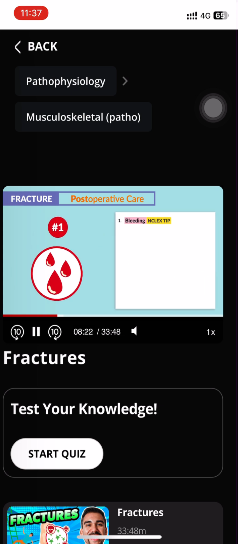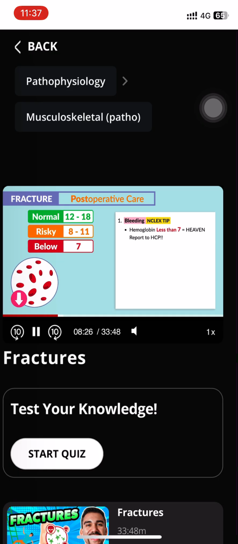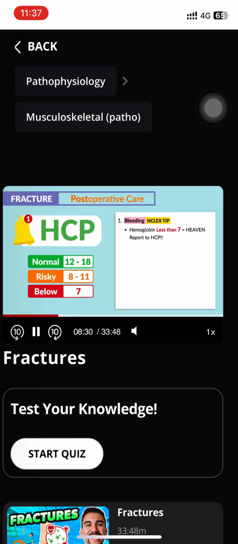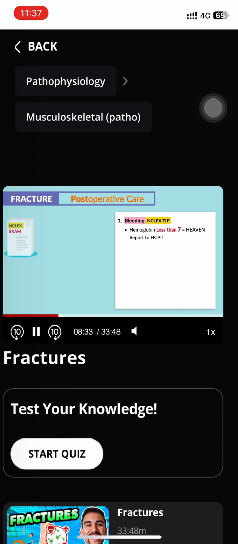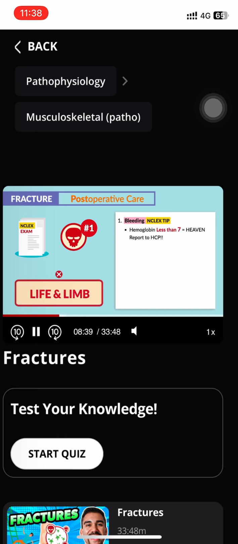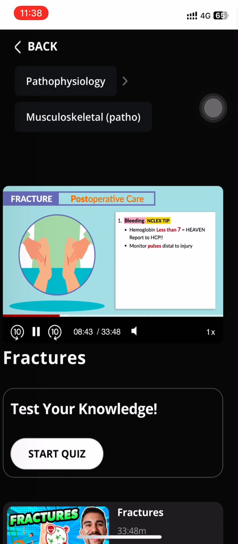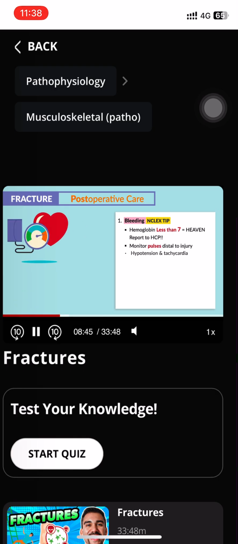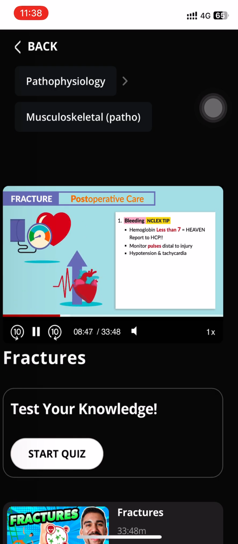So starting with bleeding, big NCLEX tips to write down. Any hemoglobin less than 7 sends your patient to heaven. We must report this to the HCP. You see, the NCLEX always tests on safety first, or basically what kills the patient first. Loss of life and then loss of limb here. So monitor pulses distal to the injury and look for hypotension and tachycardia.